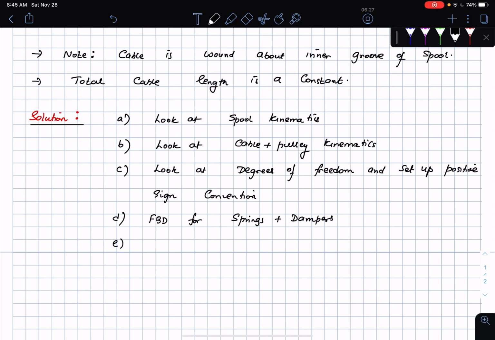Okay, and the last step is the kinematics for the problem. Rigid body kinematics. All right, so these are the different steps in my problem.